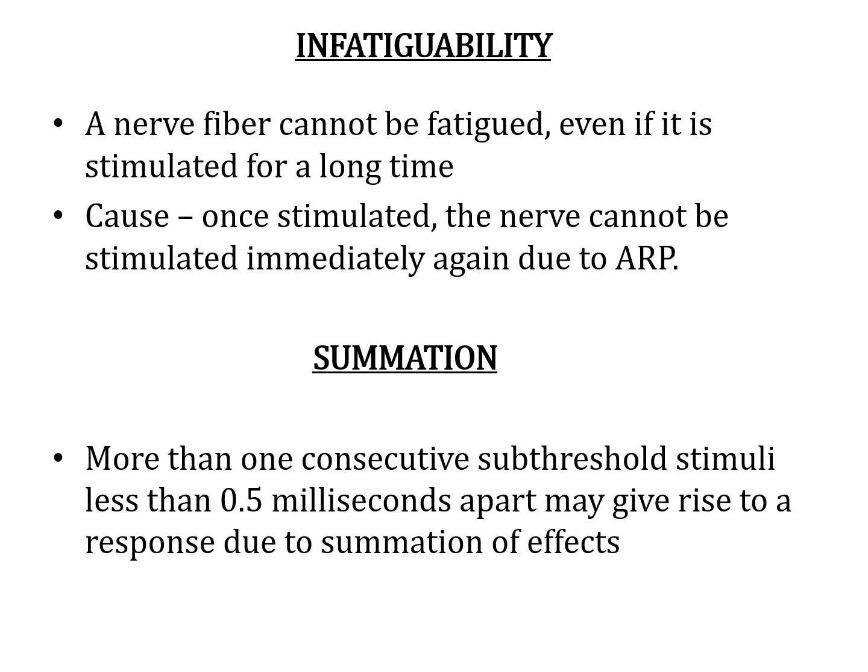Then summation. Nerve has a property to add responses, called summation. When more than one consecutive subthreshold stimuli less than 0.5 milliseconds apart are given, they may give rise to a response due to summation. This will be explained in detail in the synapse class. Among the properties of the synapse, a very important property called temporal and spatial summation will be explained with the help of a picture. So here you just understand that summation is one property of nerve.